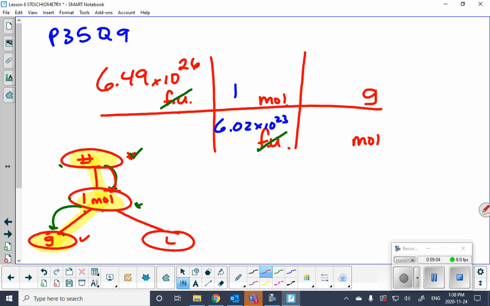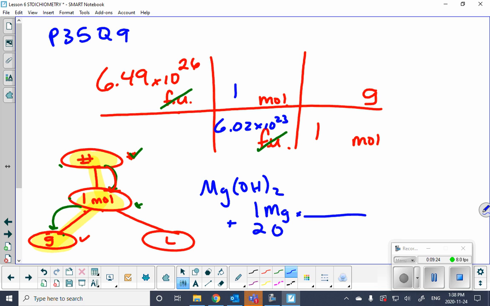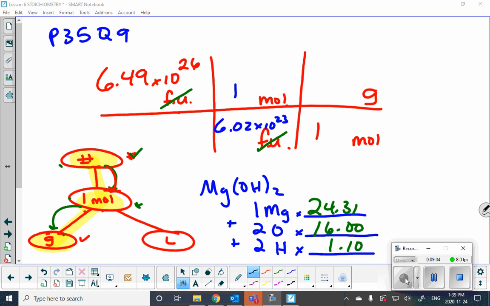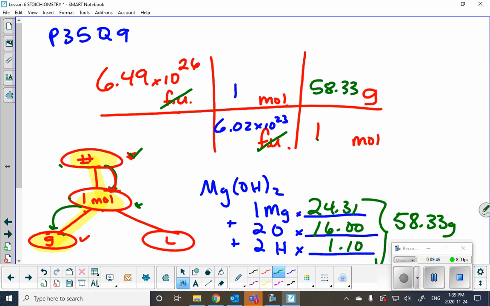What number always goes beside the word moles? 1. In order to find grams, I need to do a molar mass. And we're dealing with magnesium hydroxide. So magnesium hydroxide has this formula. This means I need 1 magnesium times its mass, plus 2 of the oxygens times their masses, plus 2 of the hydrogens times their masses. So when we add these all together, we get a total mass of 58.33 grams for every 1 mole. We know we have 1 mole then would weigh 58.33 grams. That's our molar mass.